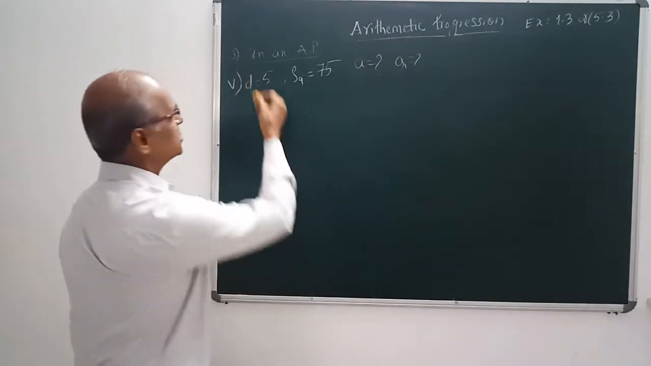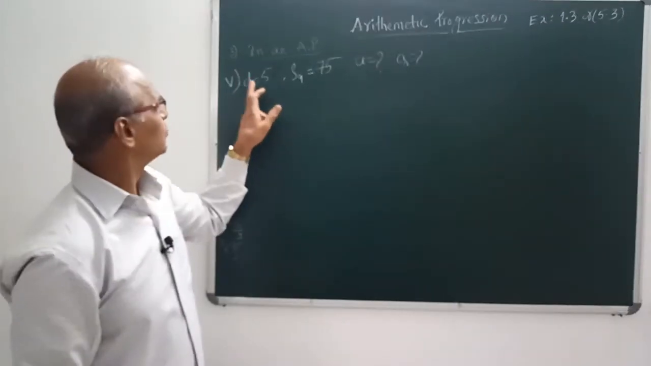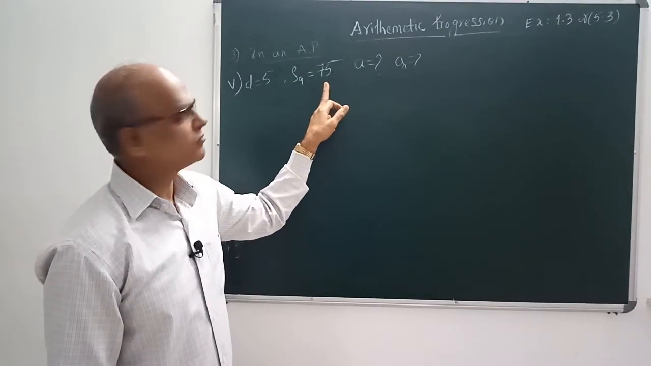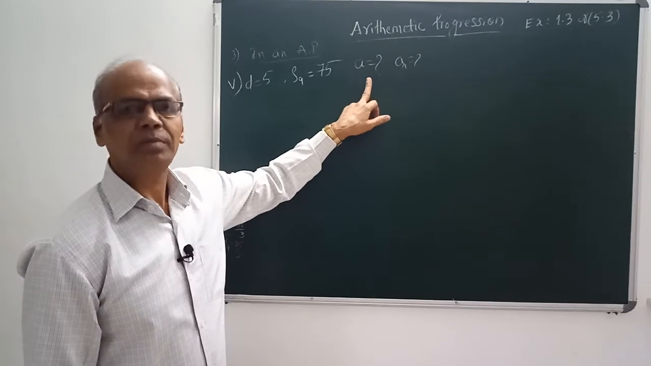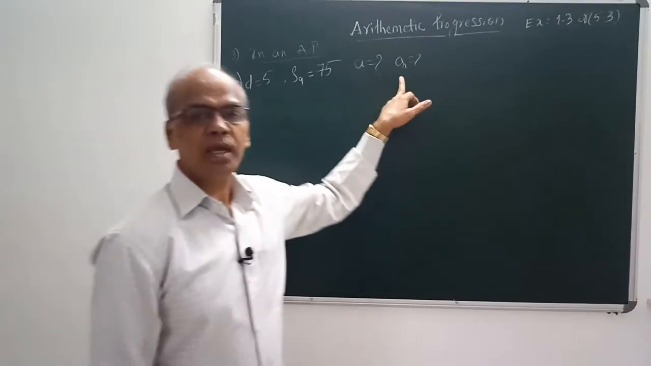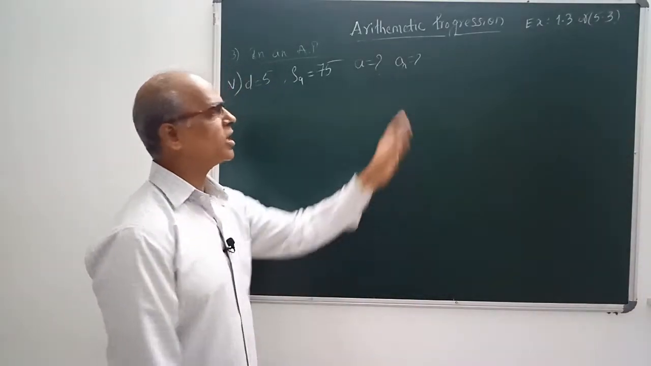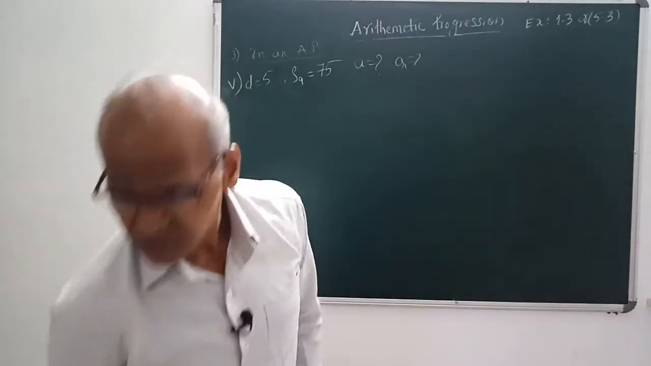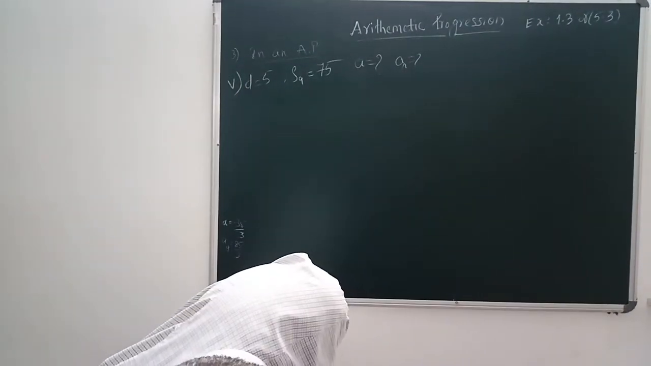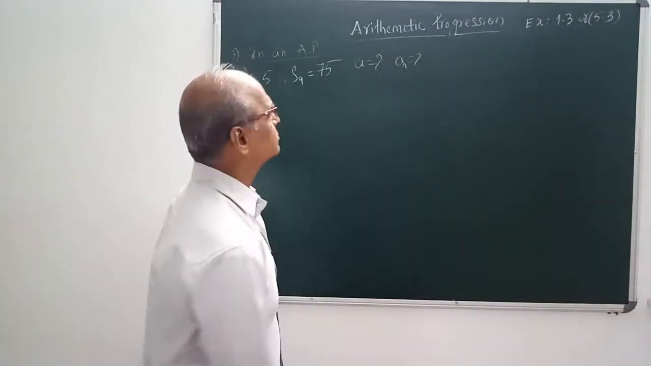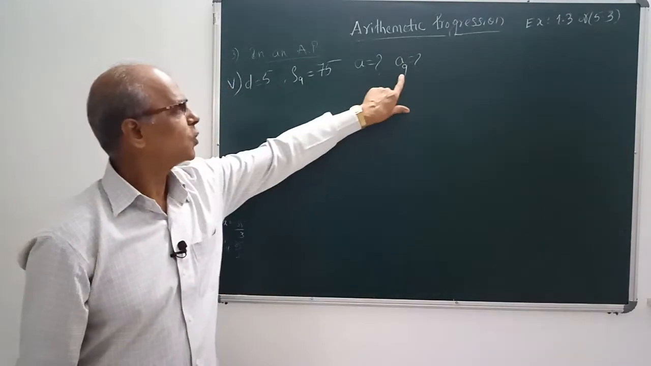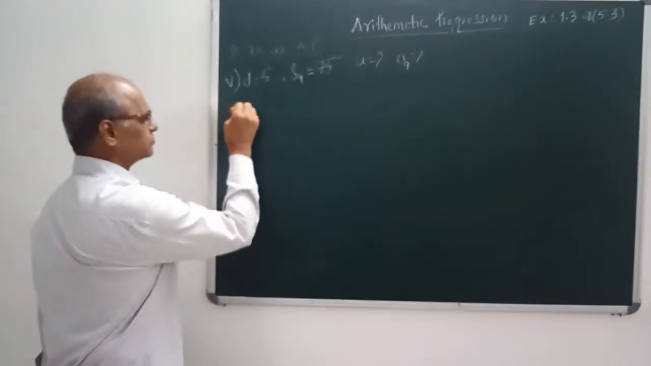Okay, see here. What is given in the 5th sum? D is equal to 5 they have given. S9 is 75 they have given. A is a question mark, that means we have to find it out. And AN, this will be AN or A9. What does the question say? Fifth one, what you have to find? A9. So this is A9, we have to find it out. Okay, fine. Solution.